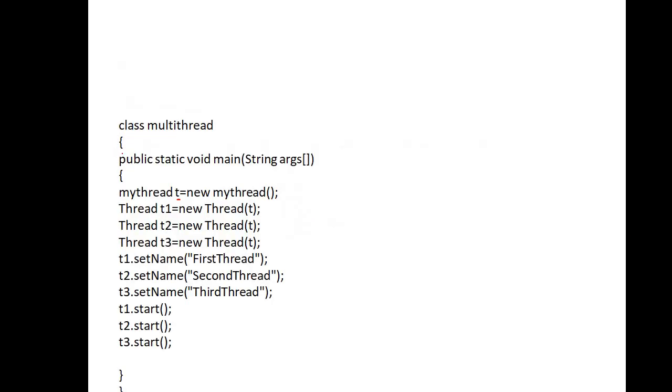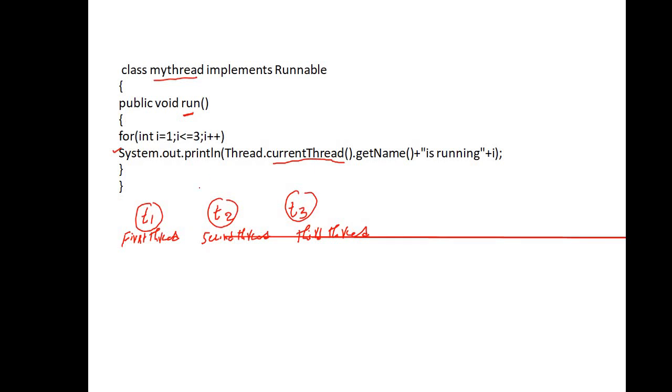Next, immediately I also write T2 dot start, means I am starting the second thread also. T3 dot start, I am starting the third thread also. Means I am executing T1, T2 and T3 parallelly. At a time I am executing these 3 threads. While executing these 3 threads, this for loop is executed and we will get the output here. With the practical, I will show this one.